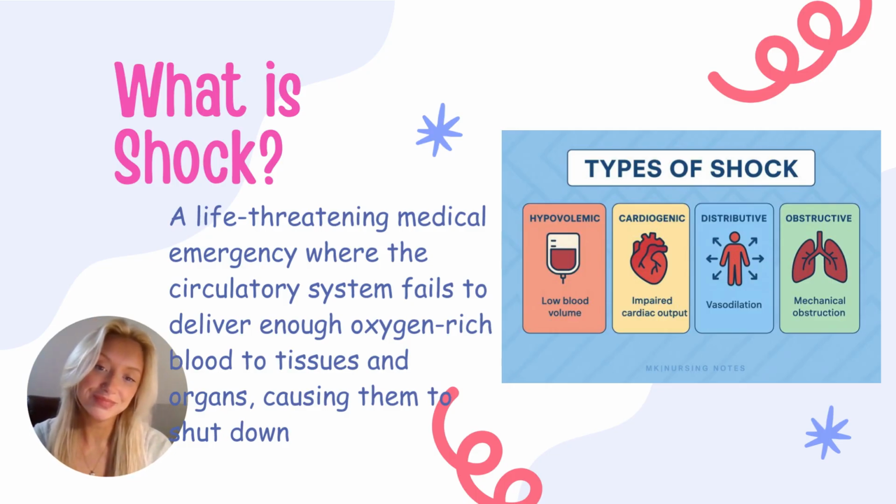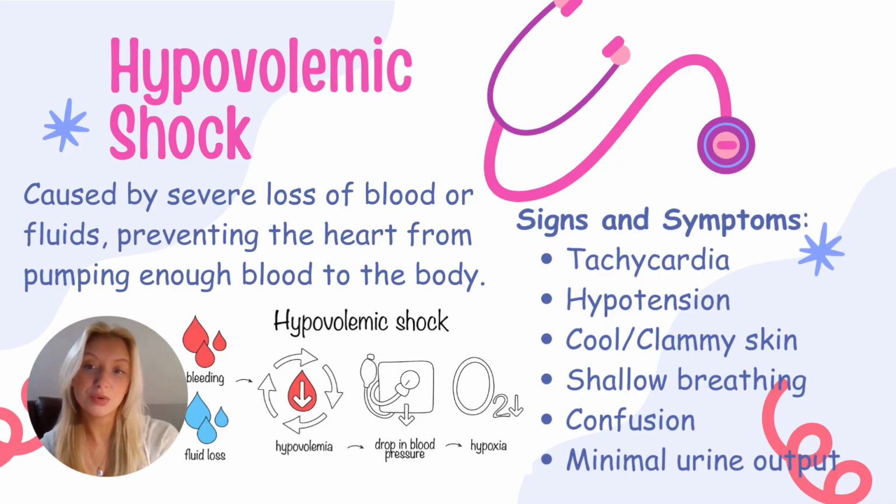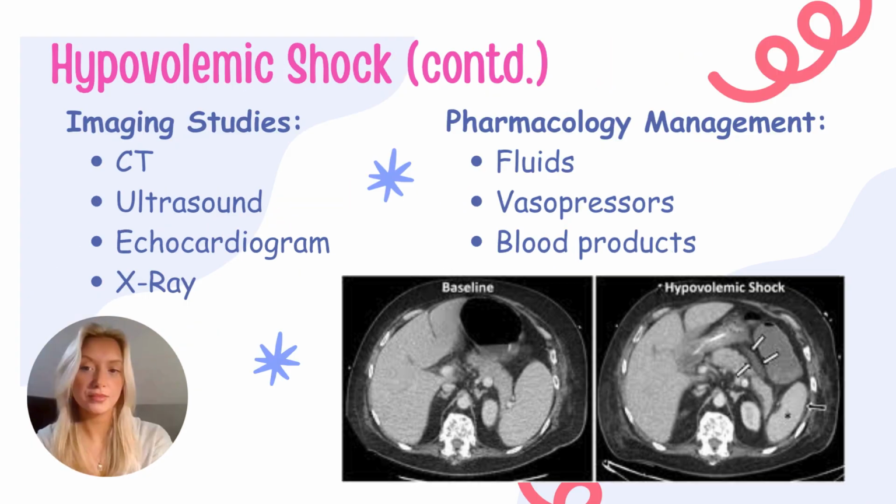So, in this video, we're going to talk about hypovolemic shock. Hypovolemic shock is caused by severe loss of blood or bodily fluids, preventing the heart from pumping enough blood to the body. Some signs and symptoms include tachycardia, hypotension, cool and clammy skin, shallow breathing, confusion, and reduced urine output.